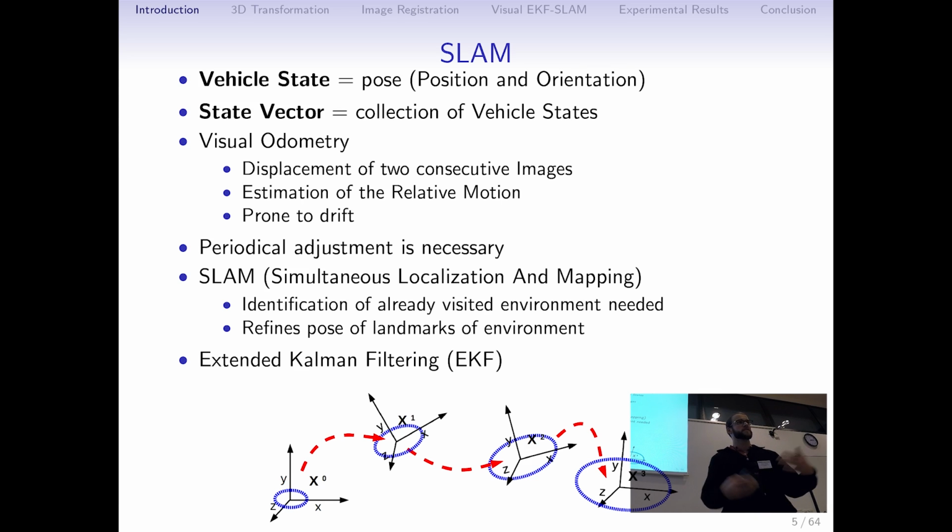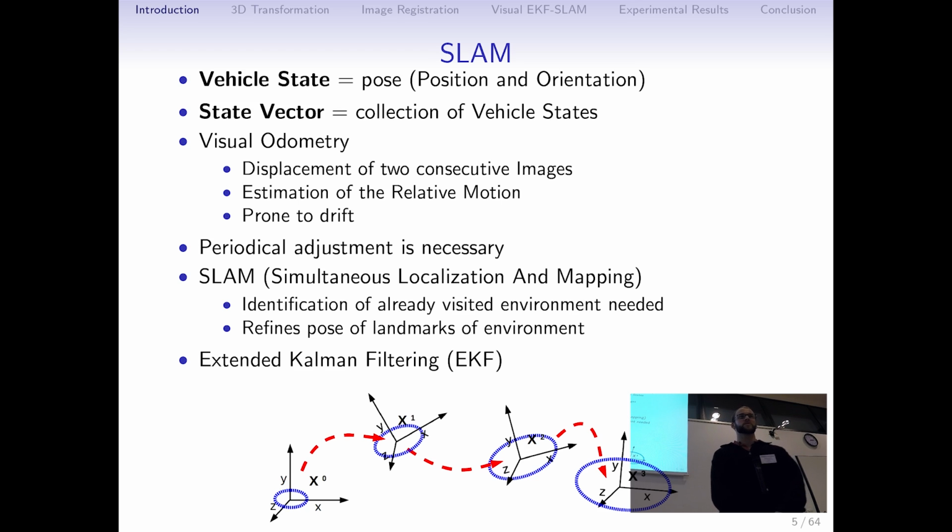If we have some vehicle states over time, as you can see here, at the initial state, the next state, and so on, you put this information together in a state vector, which is representative for the trajectory. So, we start at the initial point here, and we continue, we get some information. In our case, we get some information from the visual odometry, which is basically the displacement of two consecutive images. But this is first of all an estimation of the relative transformation.